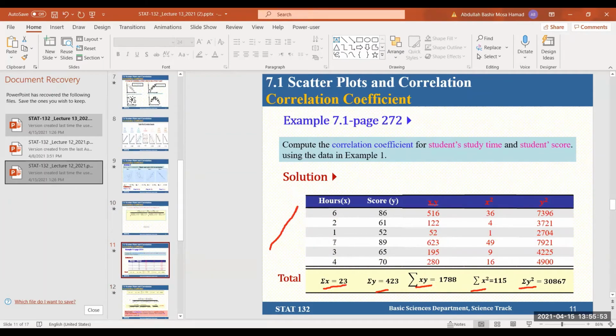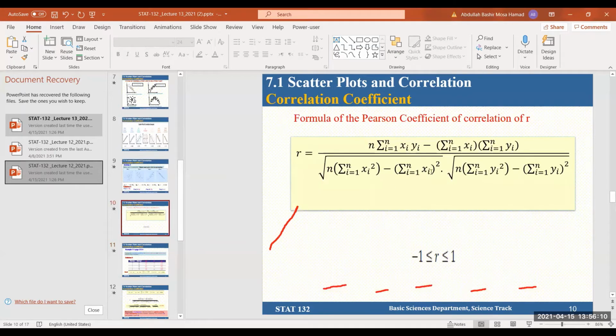Our example is students' studying hours per day with student score. We give you only these two columns, X and Y, and then we ask you to compute R. How do we compute R? We use this formula. We have summation X and summation Y. This is for the first column, the X column. We find the summation of the X column and the summation of the Y column.